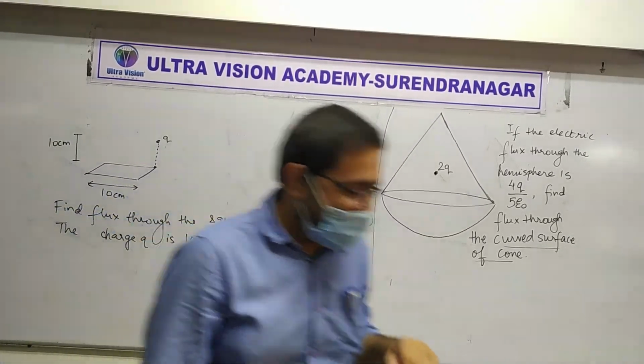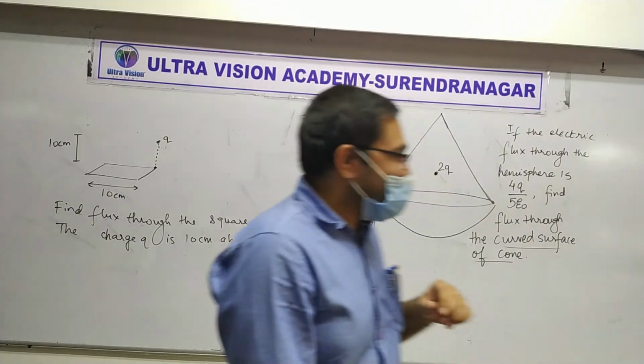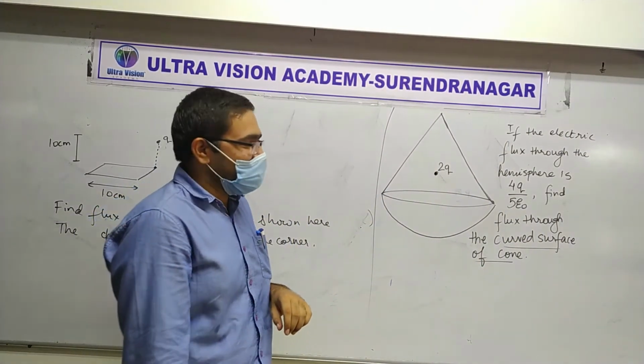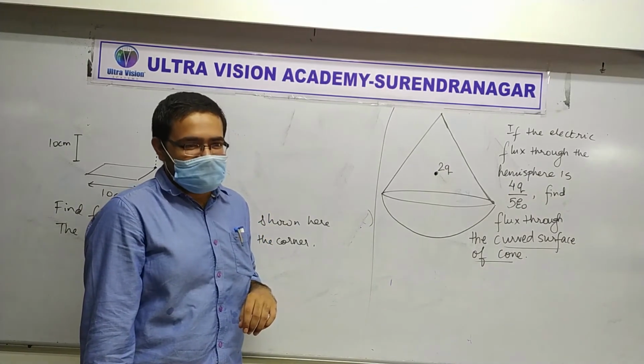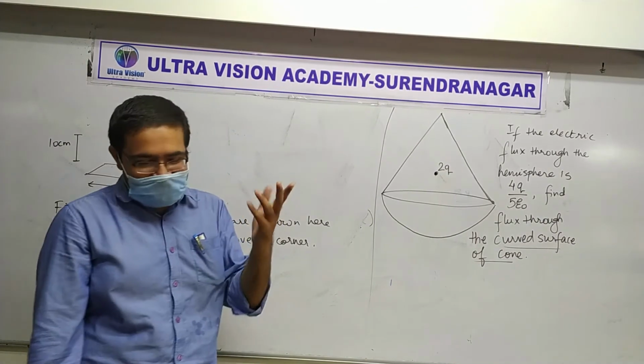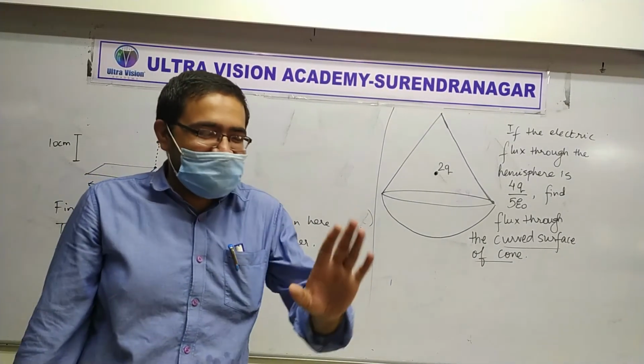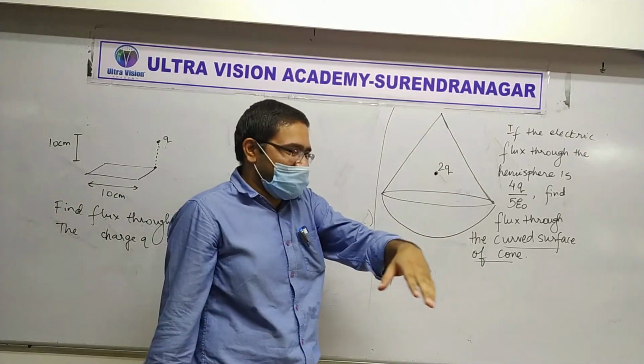6q by 5 epsilon 0. Why? Total is 2q by epsilon 0, and for the hemisphere it is 4q by 5 epsilon 0, so 2 minus 4q by 5 epsilon 0. Very good. That's it. This is the correct method. Sit down. Well done.